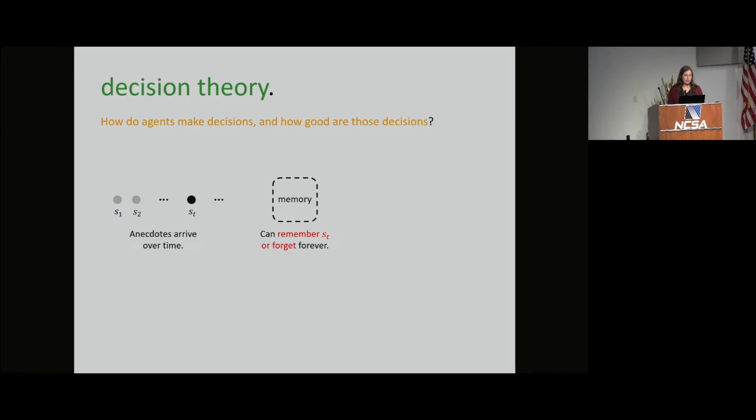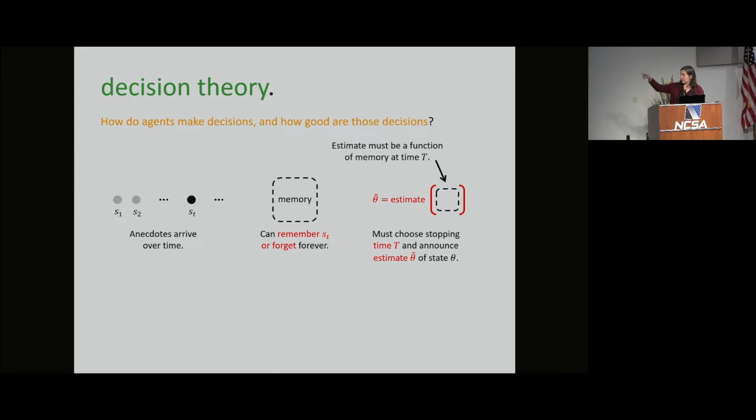And then at some point T of the agent's choosing, the agent is going to guess what the state of the world is. Throughout here, I'm assuming that the mean of the state is what matters to the agent. So at some time T, the agent is going to stop and make an estimate as to the state theta. And importantly, this estimate must be a function of the collection of anecdotes that are in the memory at that time.